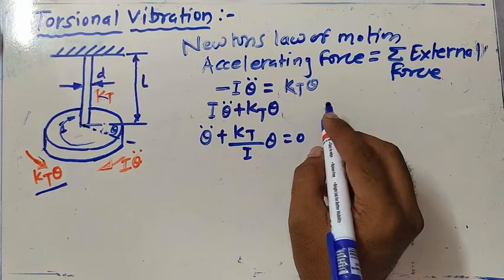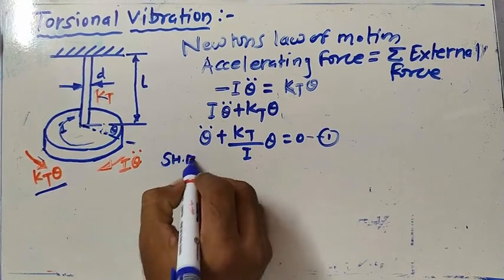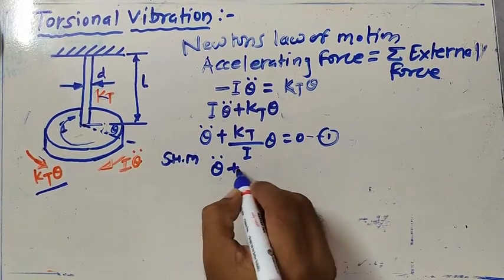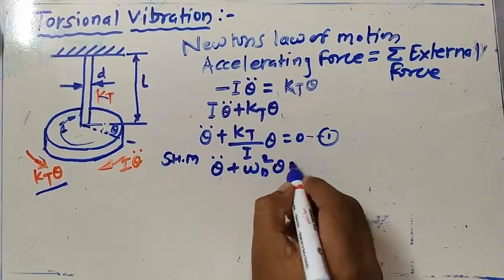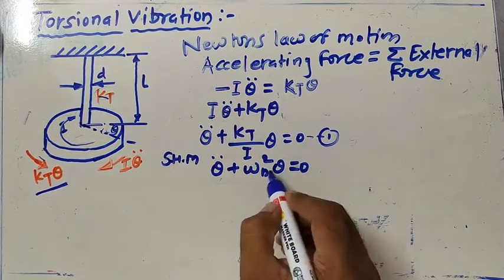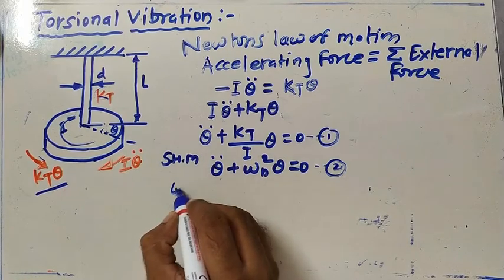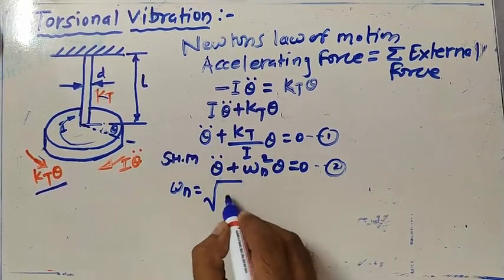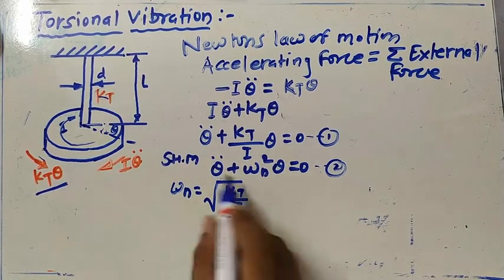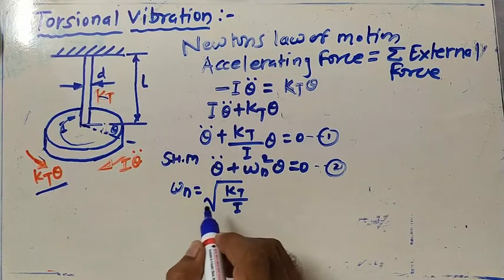If you compare this relation with the SHM equation for the torsional system, theta double dot plus omega n square into theta equals 0, comparing with equation number 1 we get omega n equals square root of Kt by I. Comparing with the previous case, K divided by m, this is the mass moment of inertia term and this is the stiffness term.